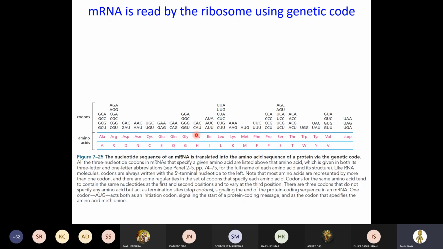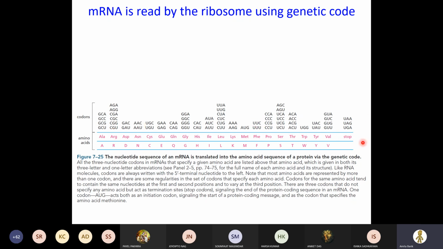It is not that you have to remember all, but a few things you have to remember. Like this codon GCA, GCC, GCG, GCU: these four code for the amino acid alanine, which is represented by the one letter code A. Similarly, AGA, AGG, CGA, CGC, CGG, CGU code for the amino acid arginine, and so on.